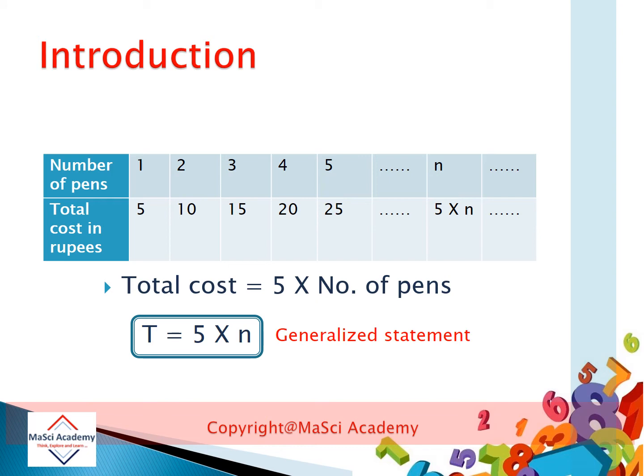If total cost is represented by capital T and number of pens by n, then T is equal to 5 multiplied by n. This becomes a generalized statement that helps us to calculate the total cost of the pens. For example, if we have 500 pens, the total cost would be 5 multiplied by 500. If we have 2000 pens, 5 multiplied by 2000 will give the total cost. So irrespective of the number of pens, we can calculate the total cost of the pens.